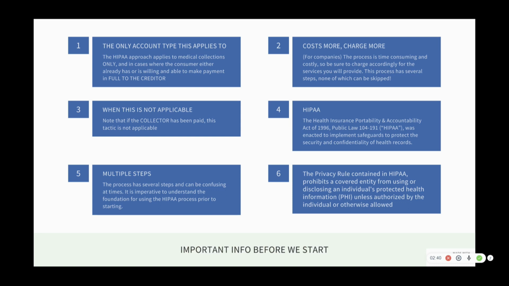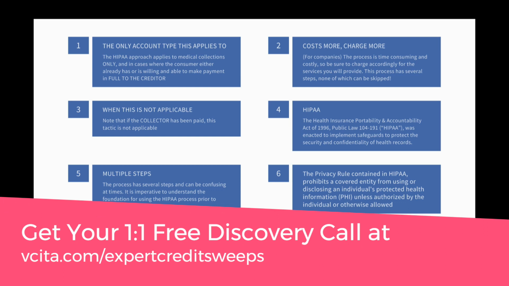All right. So HIPAA, and it is spelled with 1 P and 2 A's, not 2 P's and 1 A. And I did find a typo in my own video, believe it or not. So the Health Insurance Portability and Accountability Act of 1996 was enacted to implement safeguards to protect the security and confidentiality of health records, right? So there are multiple steps to this. The process has several steps and they can be very confusing at times, so it's imperative to understand the foundation for using the HIPAA process prior to starting.